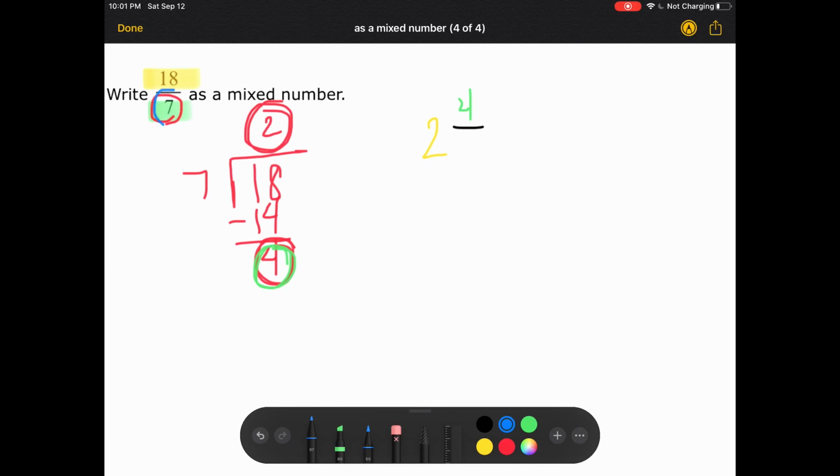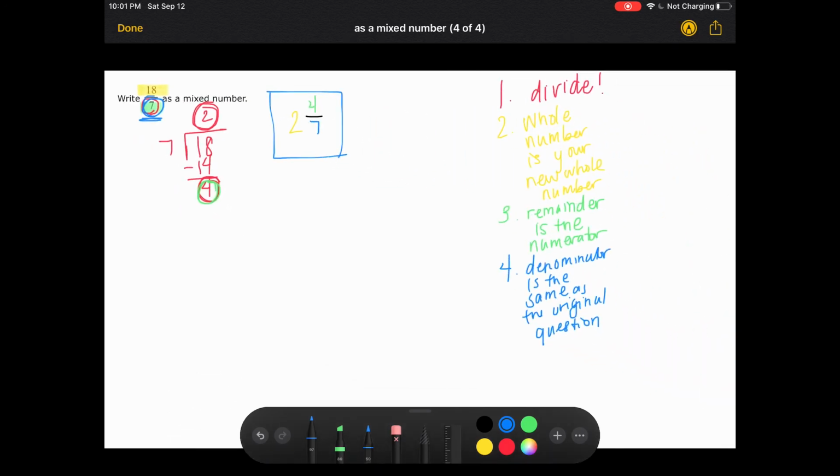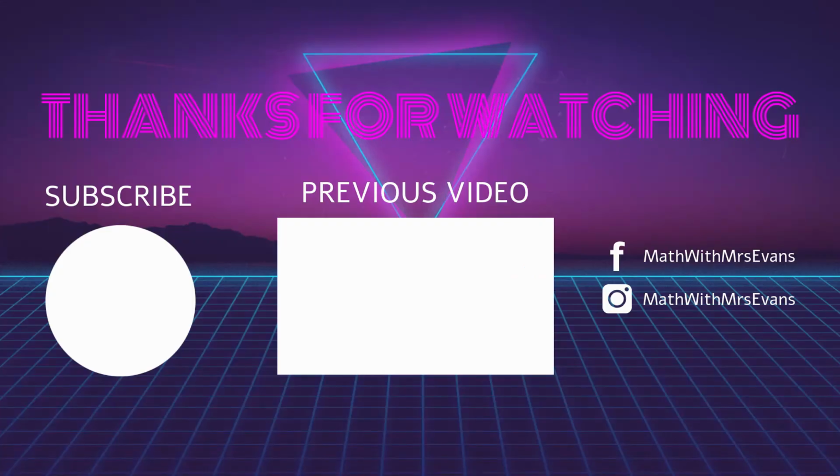My writing is getting a little sloppy there. Sorry, y'all. So here's my original denominator. That is going to go there. That does not change because 7 is still all the parts that make a whole, and that does not change regardless of what is there. So I now have 2 and 4/7 as my new proper mixed number, and that is all you need to know.